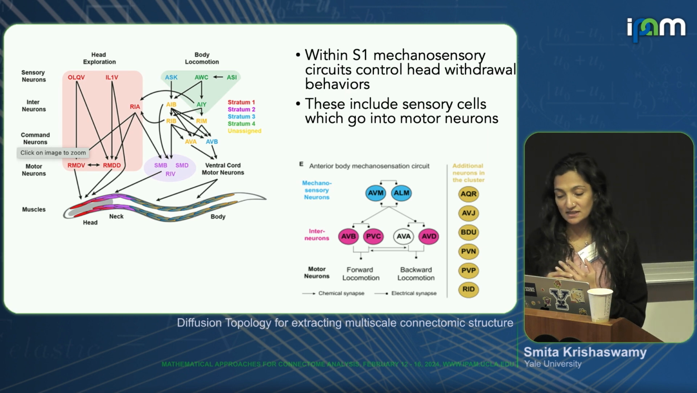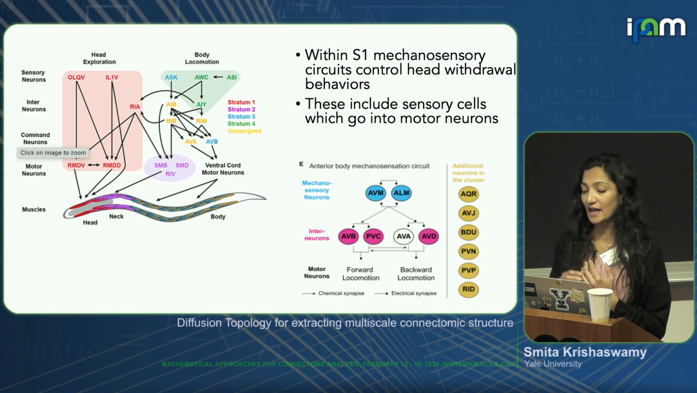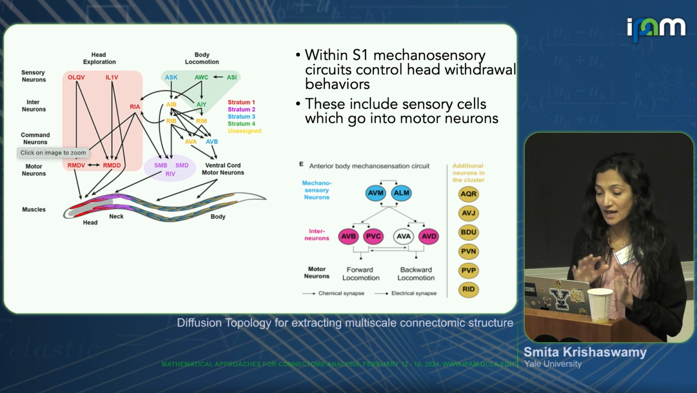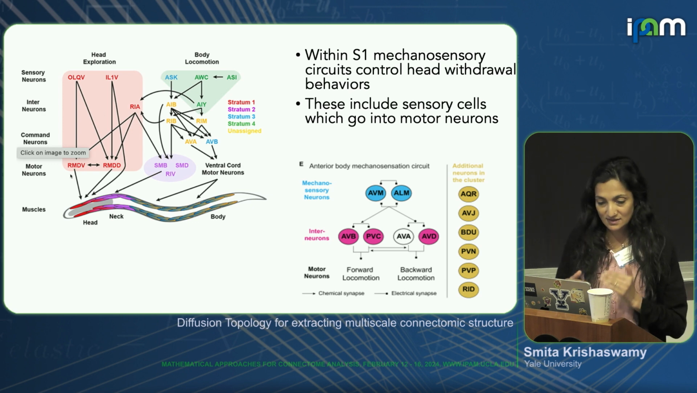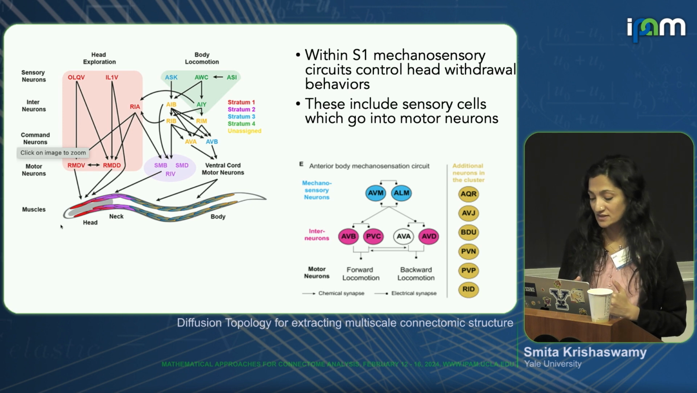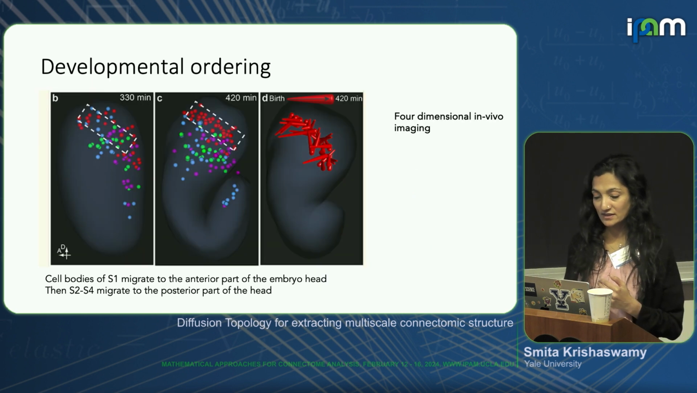If you look deeper into the S1 strata, there is a mechanosensory circuit that controls head withdrawal. And so there is kind of an ordering of the neurons themselves. They go from sensory to inner neurons to motor neurons. And these are the additional members of the cluster that we added based on what it looks like from the condensation tree that's closely related.